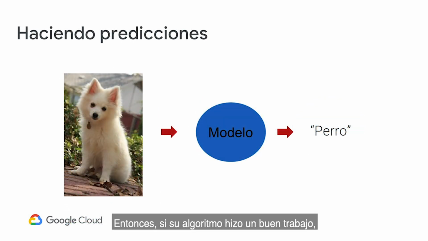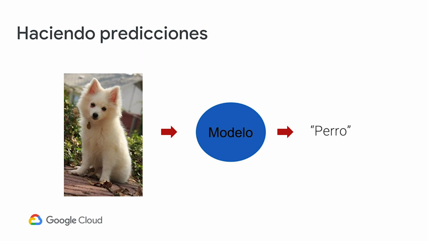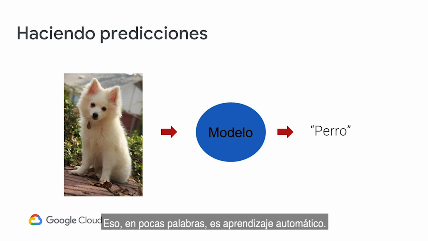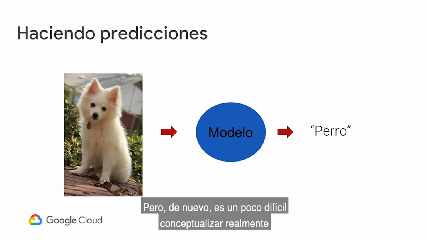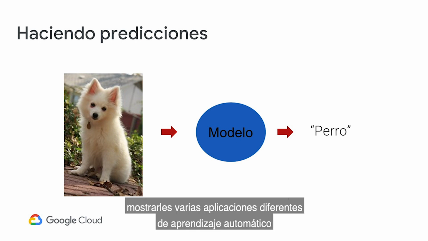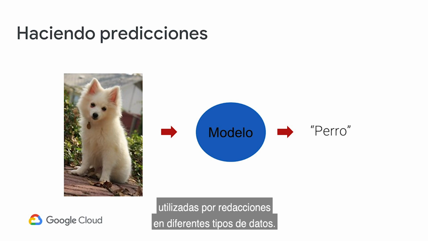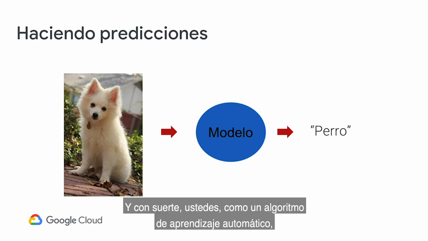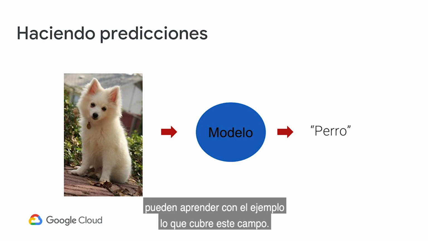So if your algorithm's done a good job, then when the model sees a new picture of a dog, it can label it as a dog. So this, in a nutshell, is what machine learning is, or at least it's what a classification algorithm is, which I told you is a big part of machine learning. But again, it's sort of hard to really conceptualize all of the different ways that ML could be applied. So what I want to do is, in the next few sections, show you a bunch of different applications of machine learning used by newsrooms on all different sorts of data, and then hopefully you, like a machine learning algorithm, can learn by example what's covered by this field.